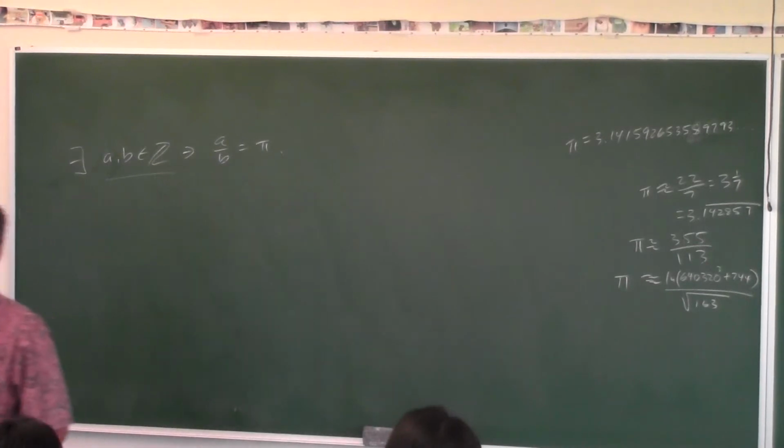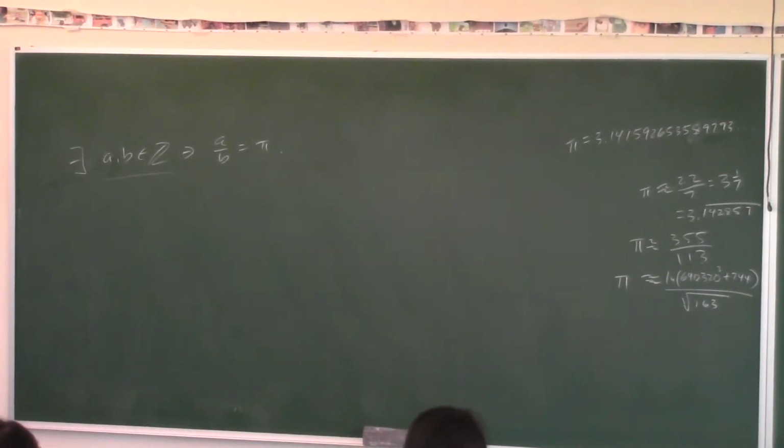Okay, you know what? I'm gonna do it. I want to see if I remembered it correctly. It's not that big of a calculation. Natural log. What did I say? 640,320 raised to the third plus 744, divided by the square root of 163. Get out of the radical. Boom!